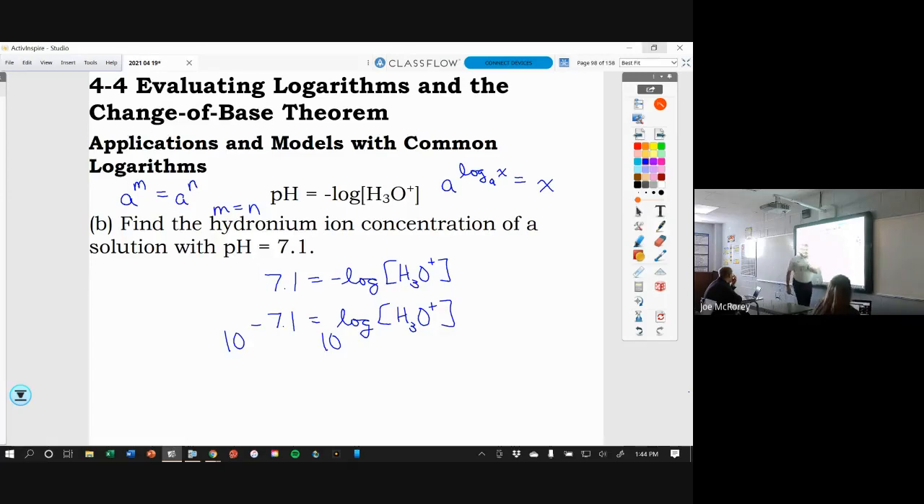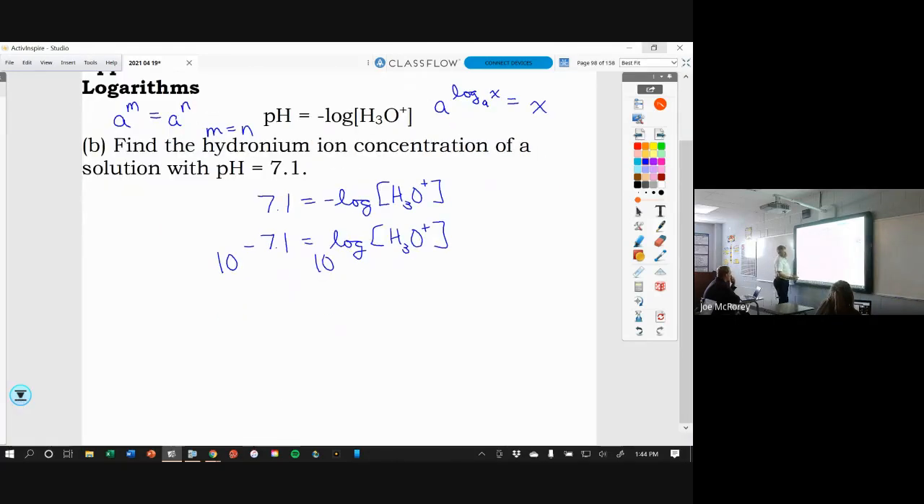Okay? Now, based on the property that says a to the log base a of x is equal to x, what happens to the right side? It just becomes the variable. It just becomes the hydronium. Okay? So what I have now is 10 to the negative 7.1 power is equal to the hydronium, which is my variable. Or if you change it to an x and you're working with an x because it's less complicated, that's fine, do that. And guys, that can be in the calculator.